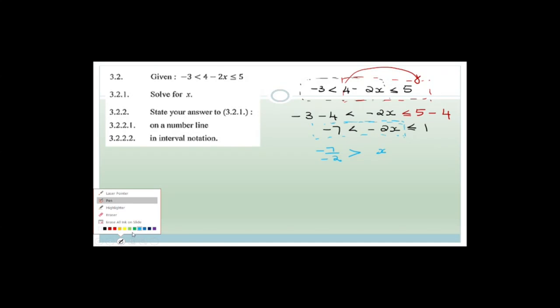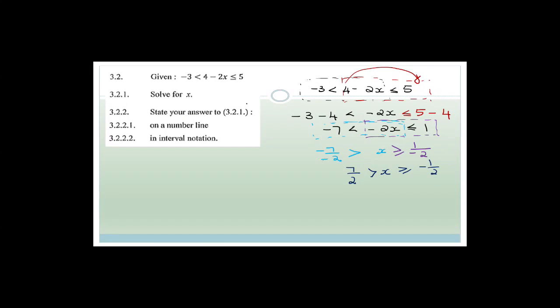Now we need to do exactly the same thing with the right-hand side. This time we're dividing the 1 by minus 2. When we do that, we flip the sign, so it becomes greater than or equal to 1 over negative 2. So the final answer is x is greater than or equal to negative 1/2 and smaller than minus 7 divided by minus 2, and a minus divided by a minus is a plus, so it becomes 7 over 2.